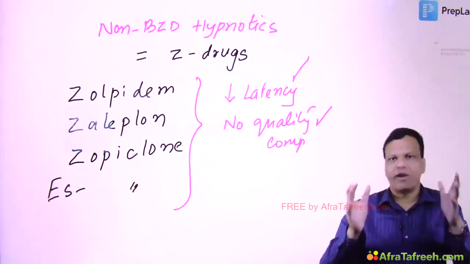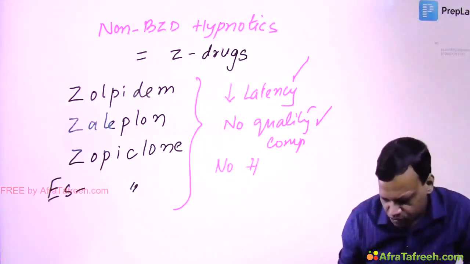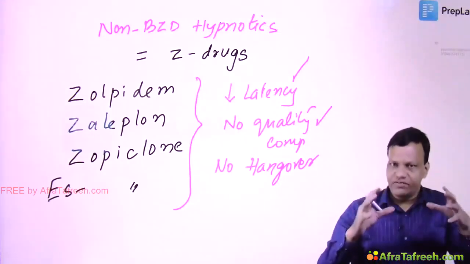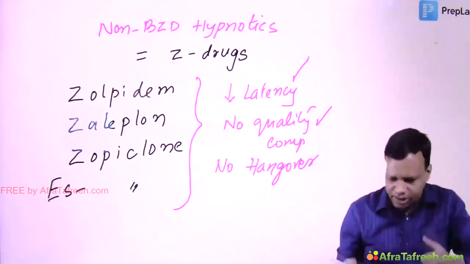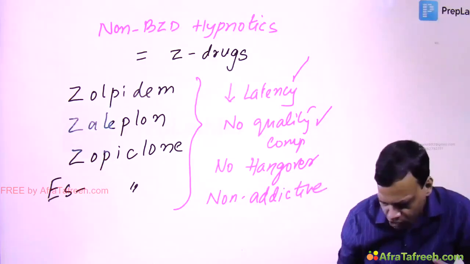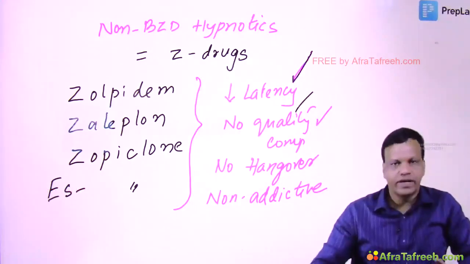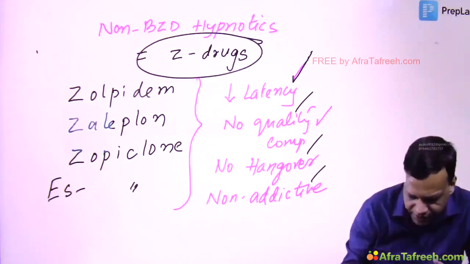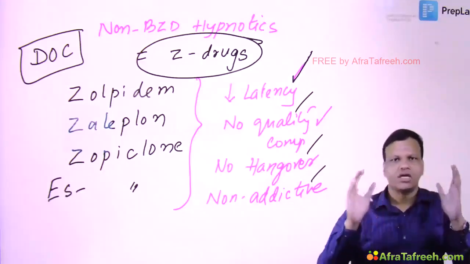Because they do not increase the quantity, which side effect will not be there? Yes, there will be no risk of hangover. So they do not cause hangover also. So they decrease the latency without compromising the quality or causing hangover. In addition, they are non-addictive also. So because of all these properties, decrease in latency without compromising the quality, no risk of hangover, no risk of addiction, these have now become the drug of choice for insomnia. So Z drugs are now the drug of choice for insomnia.